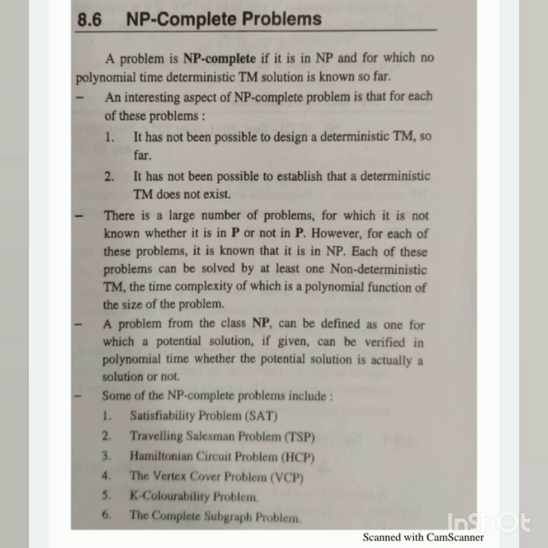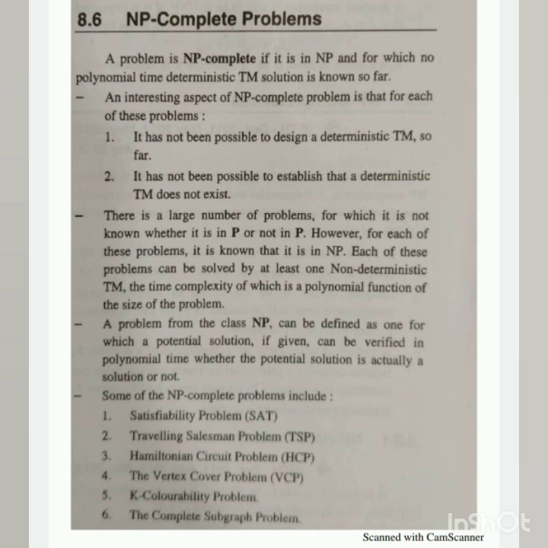Okay, now we will go through it one by one in detail. What are NP complete problems and what are NP hard problems? Because NP is categorized into two parts, NP complete and NP hard. A problem is NP complete if it is in NP and no polynomial-time deterministic Turing machine solution is available. So we can say that P and NP are two categories.